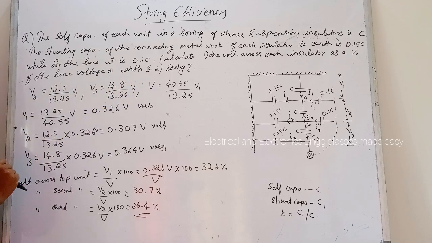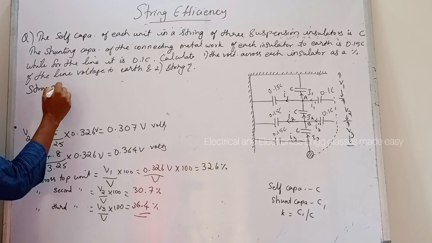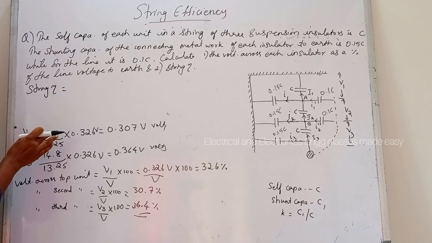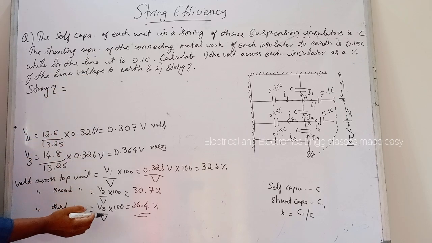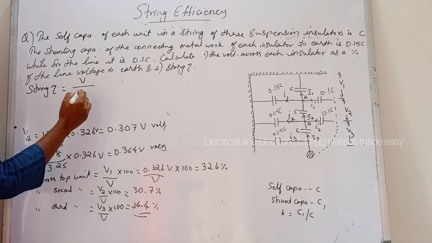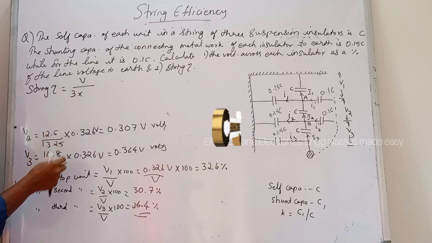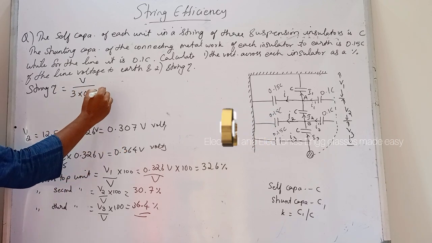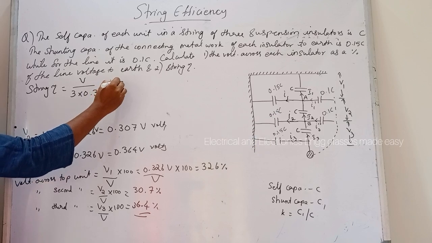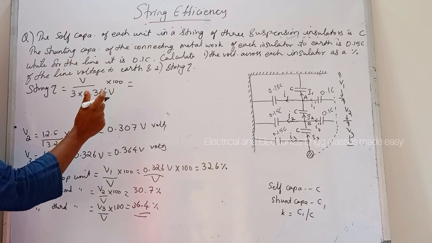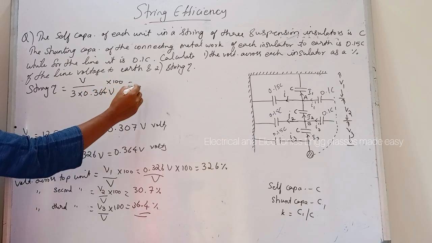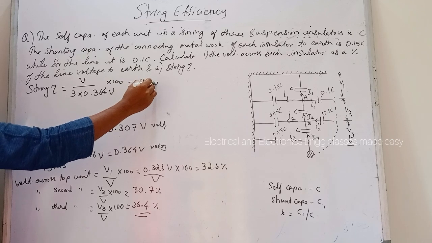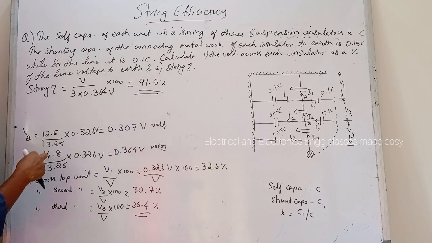Next question is to find the string efficiency. So what is string efficiency? So string efficiency is equal to total voltage. So total voltage is V divided by number of discs into V3. V3 is 0.364 V into 100 and we will get it as 91.5%. So this is the string efficiency.